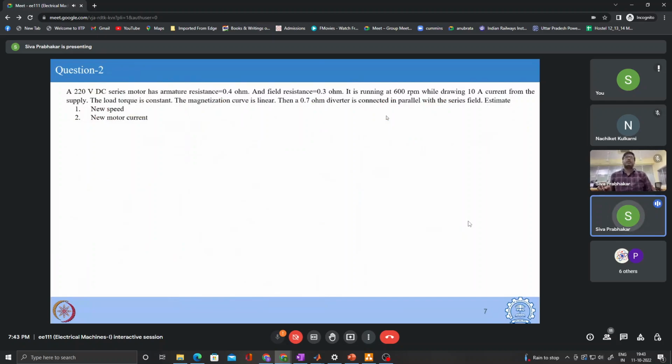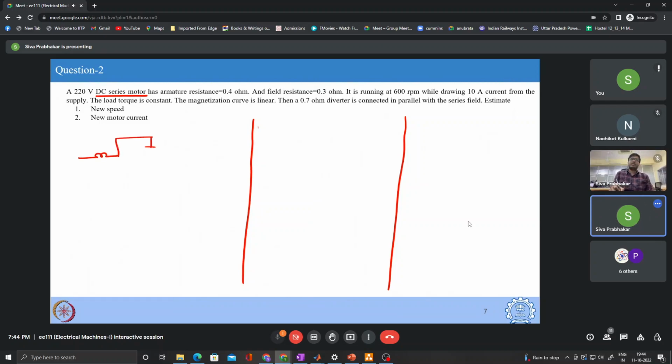Then if there are no doubts, we can move to the next question. So this is also a DC series motor. Once you see a DC series motor, let me draw the equivalent circuit. So this is the field winding. Whenever you see a question regarding a DC series motor, you should draw this circuit, and whenever you see a shunt motor, you should draw the shunt circuit.